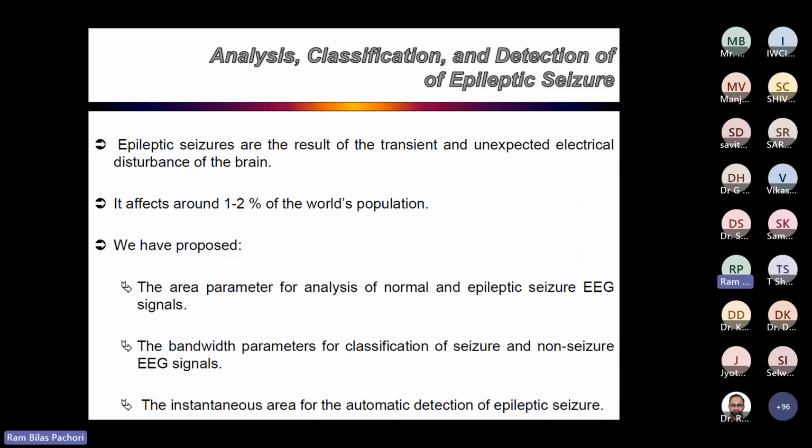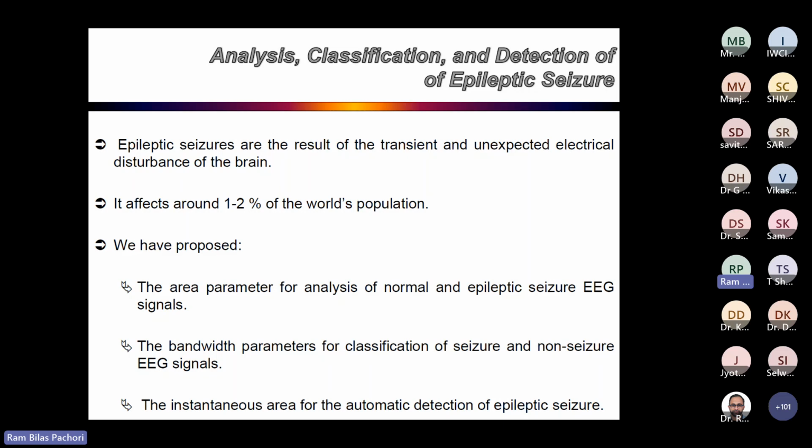There are three main steps in the computer based analysis of EEG signals: analysis, then classification and detection of epilepsy. For each part we have proposed a framework based on empirical mode decomposition. This epileptic seizure is also known as epilepsy. All seizures are not epileptic seizures, but when seizures are repeating and have some frequency, they call them epileptic seizures. They are the outcome of a transient and unexpected electrical disturbance of the brain.